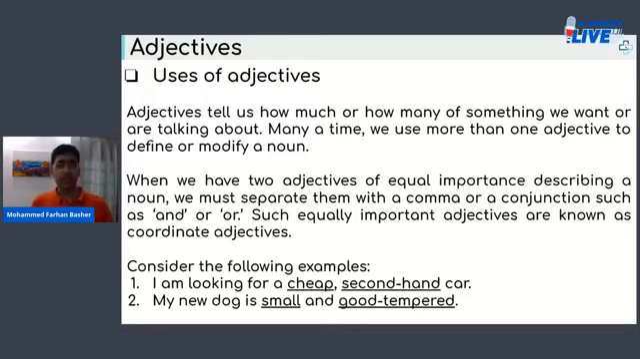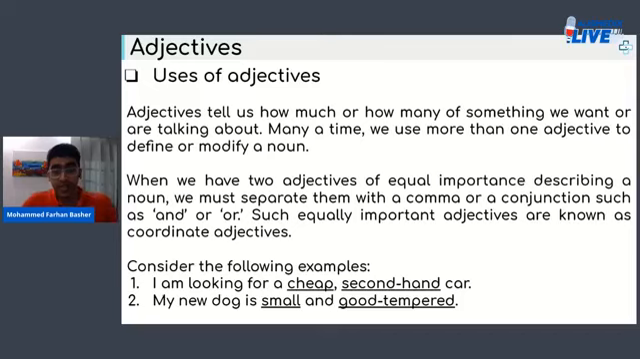In such cases, if you have two adjectives defining a noun, the natural rule is, of course, to put the coordinating conjunction "and" or "or" between the two adjectives that modify the noun that has been put before the adjectives. Such as, my new dog is small and good-tempered. You couldn't possibly say, my new dog is small, comma, good-tempered. That would be incorrect if you did so.